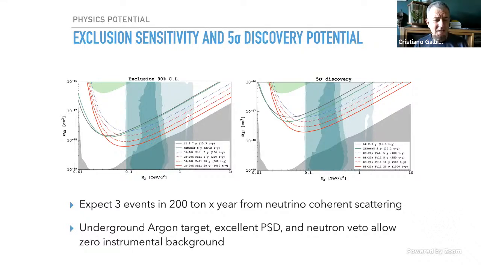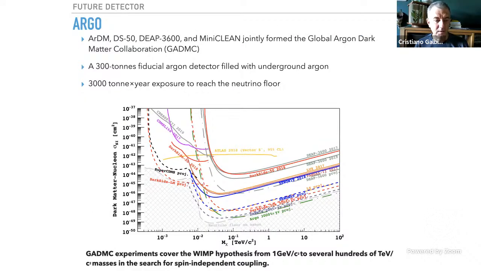So DarkSide-20k will be probably the first experiment starting after the upcoming run of XENONnT and LZ that will try to take the sensitivity to the level of the neutrino floor. Okay. And it may be followed by another experiment, which is ARGO, which is in development in Canada by the same collaboration that is bringing forward DarkSide-20k, which will be even more ambitious. It will be a 300-ton detector that will try to take the sensitivity into the neutrino floor. Okay.